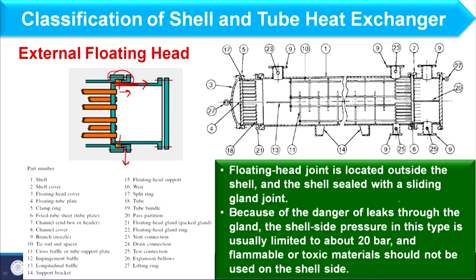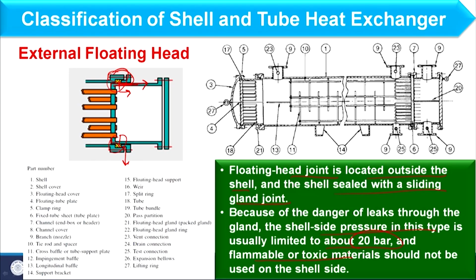So, if I am using a toxic fluid, we should not use that fluid on the shell side, however, we can use it on the tube side, no problem, okay. So, as far as floating head heat exchangers are concerned, it is basically the external floating head, and here the floating head joint is located outside the shell and the shell is sealed with a sliding gland joint, as you can see the yellow section over here, okay. And because of the danger of leaks through the gland, the shell side pressure in this type is usually limited up to 20 bar, and we should not use flammable or toxic material.